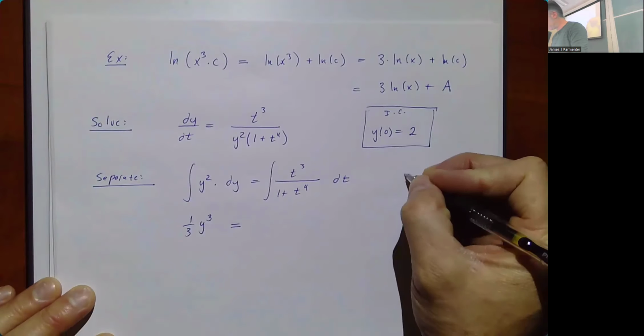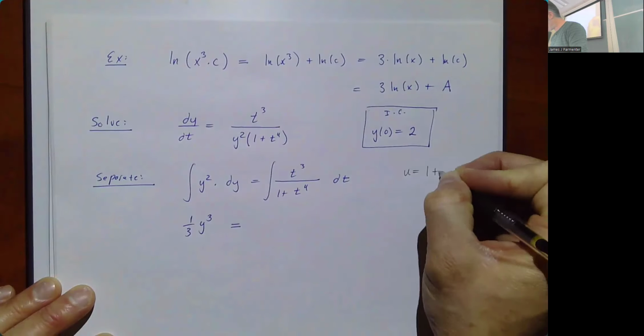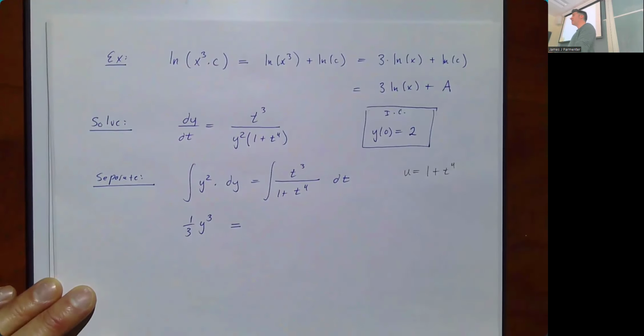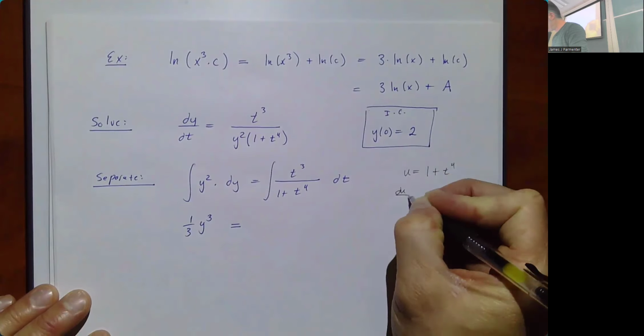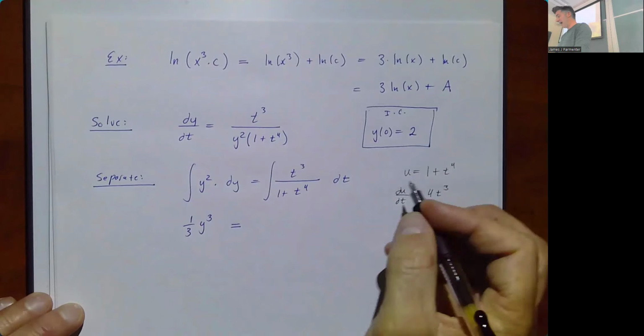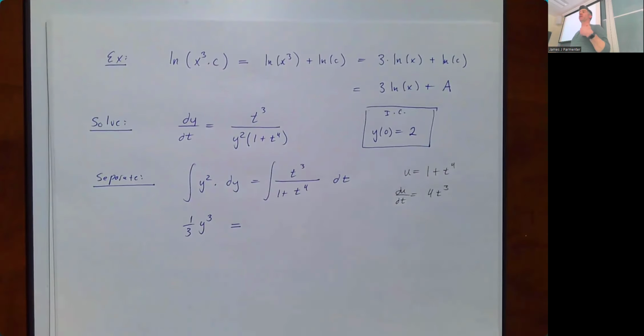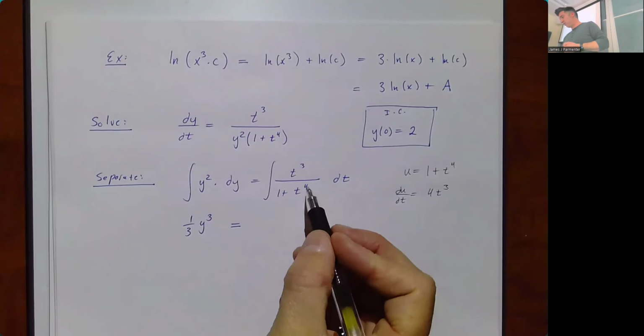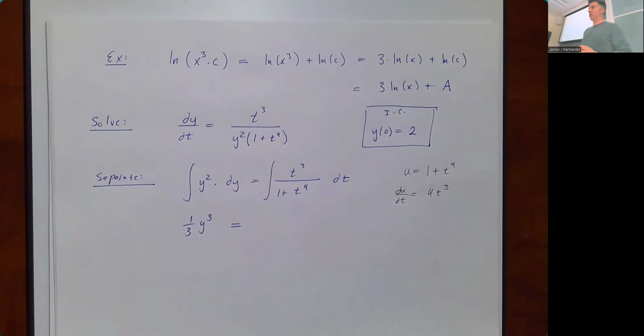So here I'm going to make the choice to let u equal 1 plus t to the fourth. And the reason I'm making that choice is twofold. Most importantly, its derivative, du dt, is equal to 4t cubed, and I have a t cubed in my integral. That's a really good sign I've made the right choice. The other reason is that I'm usually trying to pick something for u that is stuck somewhere in the integral, meaning 1 plus t to the fourth is stuck in the denominator. That's a good way to identify what we want to pick for u.